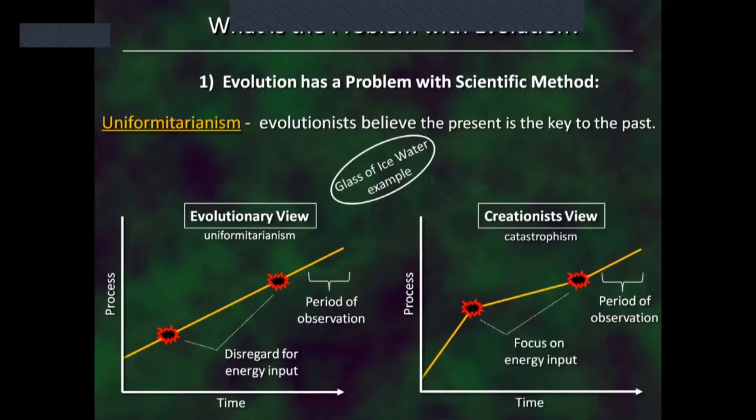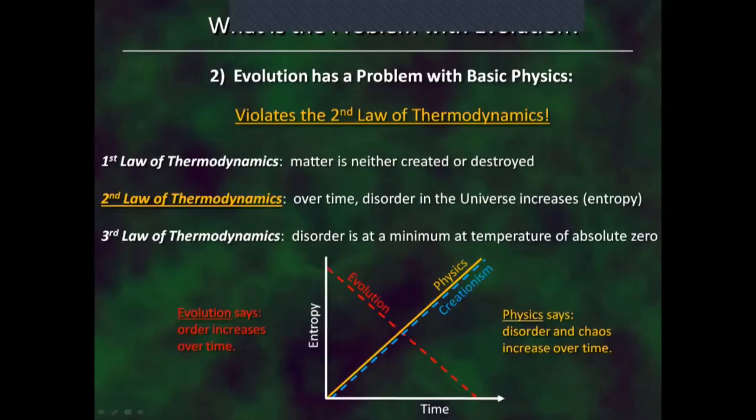All right, so let's just go back to our class here. And of course, evolution has a problem with basic physics. We looked at that a little bit last week. There's, in particular, the second law of thermodynamics. Over time, disorder increases, and evolution says that order increases over time. You can see that red line, that entropy is going down in evolution, but physics says entropy should increase. And creationism believes physics and believes that disorder and chaos increase over time.